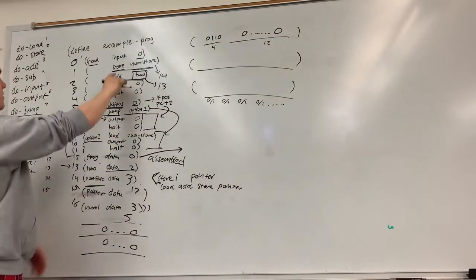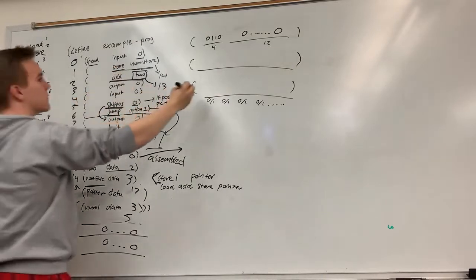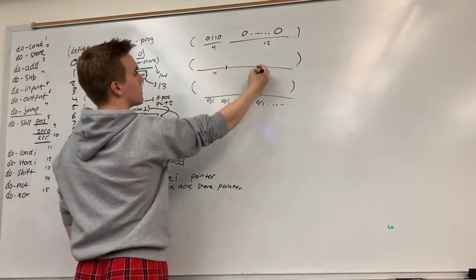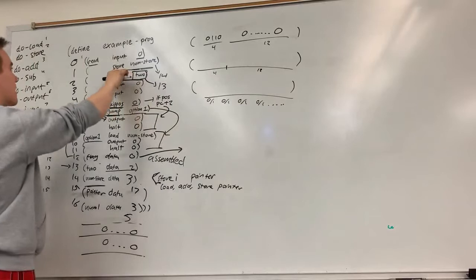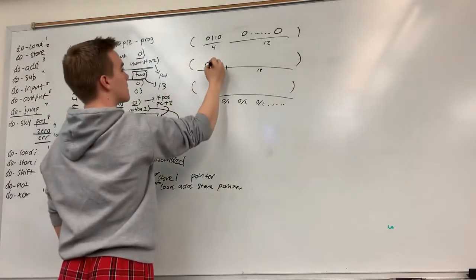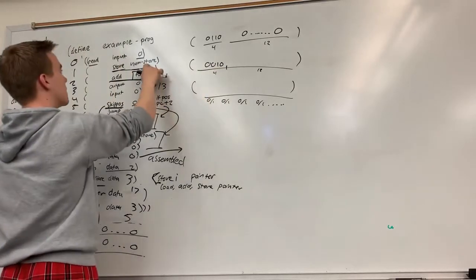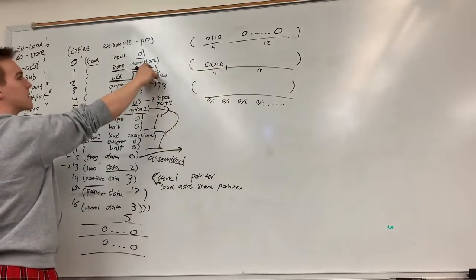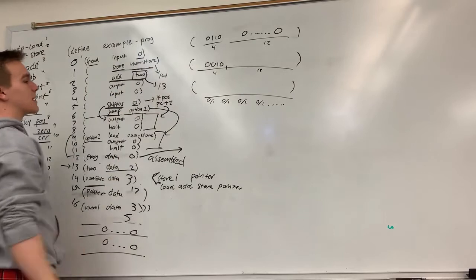Okay, for store I do the same thing. The first 4 is going to be the opcode for store, so that's 2. And then num store here is an address. So I'm going to need to look up this address in my symbol table.